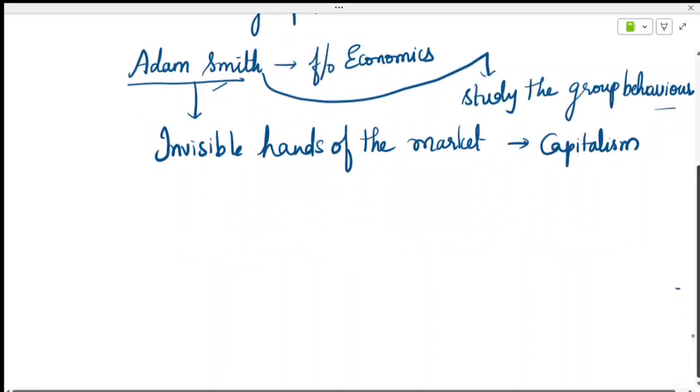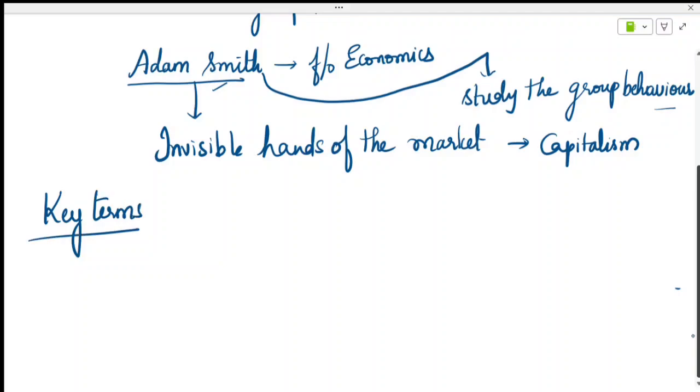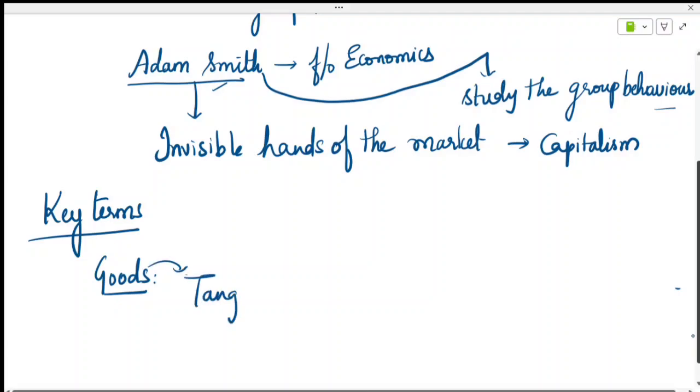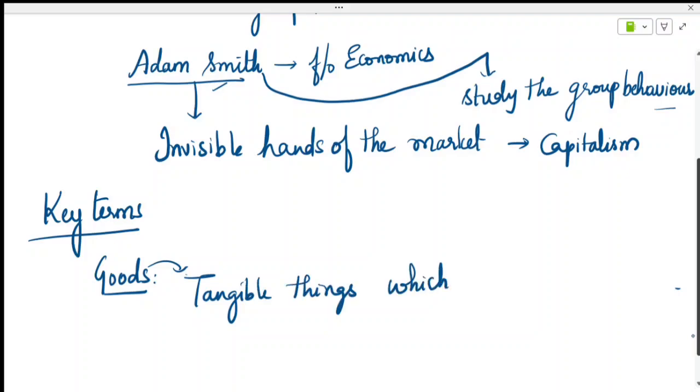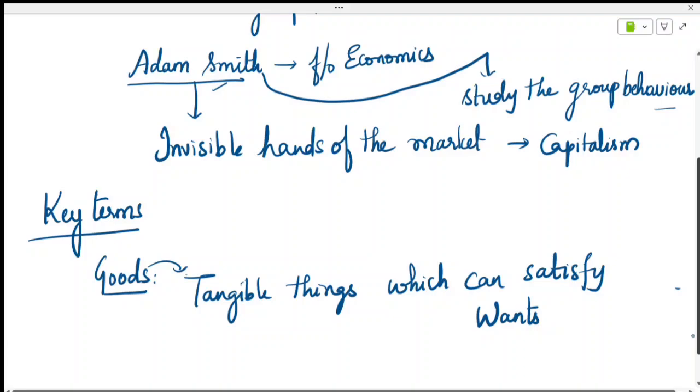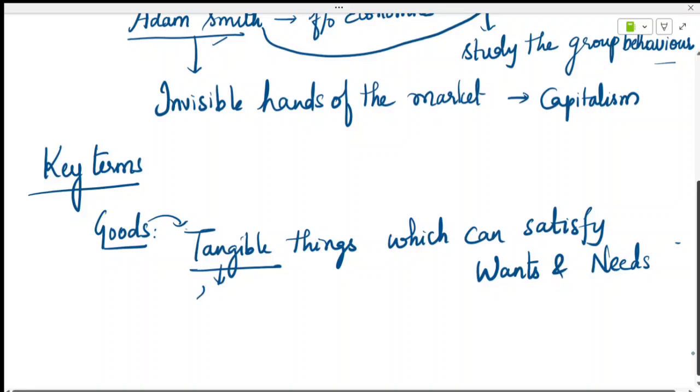Now we will see some key terms which will be used in economics. The first term is goods, which we'll be using frequently. What do we mean by goods? Goods are tangible things which can satisfy wants and needs. Goods are tangible, which we can feel and touch. For example, a laptop is a tangible good which is satisfying my need now.